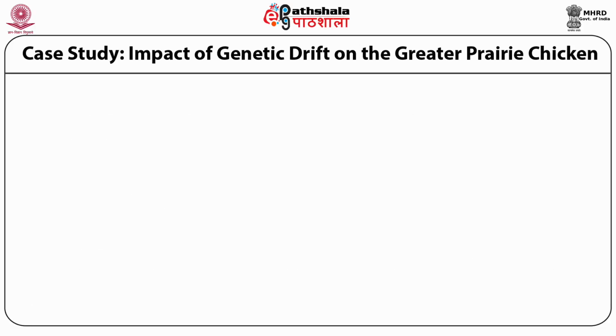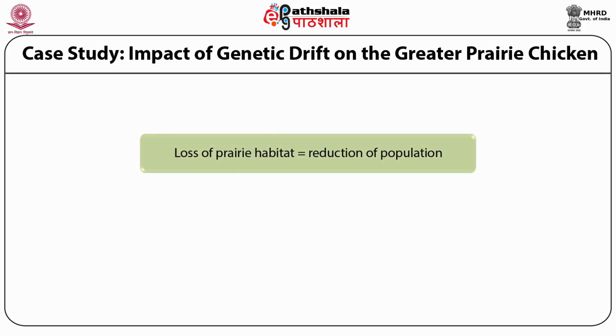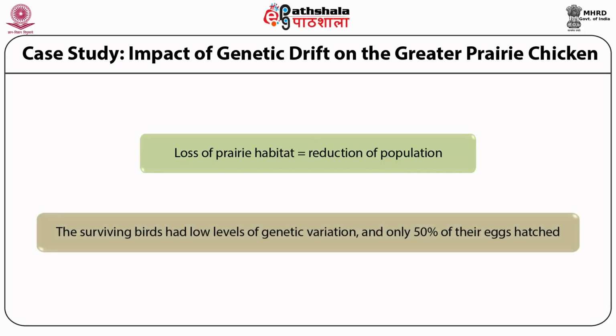Let's discuss a case study. It shows the impact of genetic drift on the greater prairie chicken. Here, loss of prairie habitat is equal to reduction of population. In a direct sense, we can say that the surviving birds had a low level of genetic variation and only 50% of their eggs hatched. So the loss of prairie habitat has a direct relation with the reduction of population.